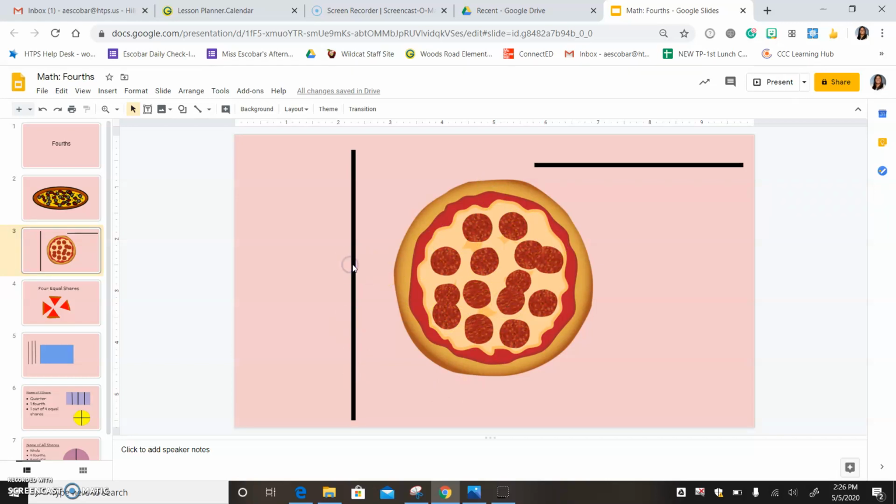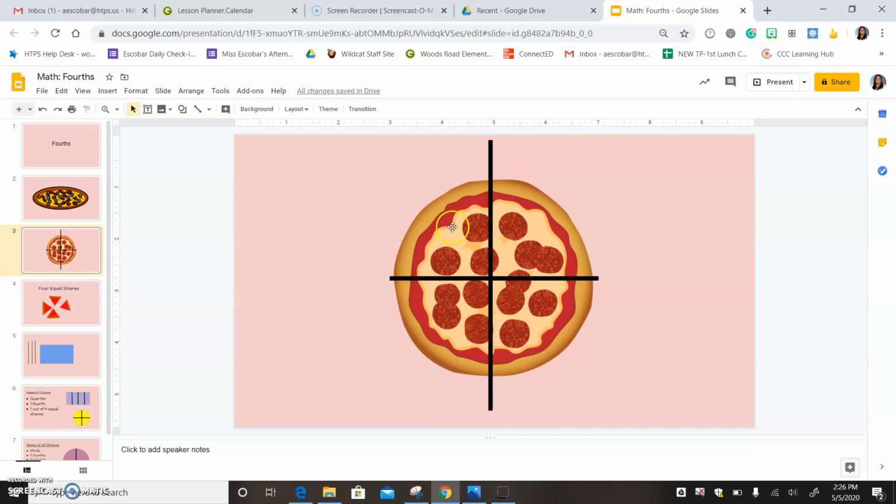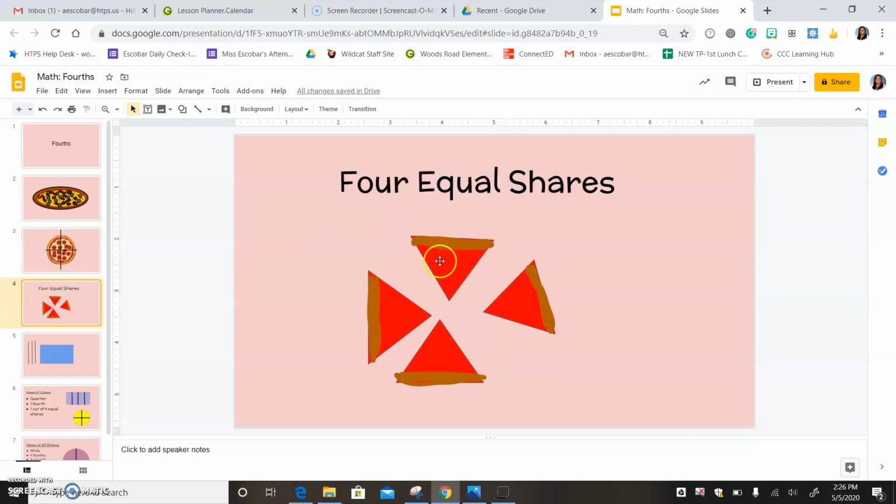So the first thing I'm going to do is I'm just going to divide it in half. And when I divide it in half, I only have two shares. I only have two slices, but I need to have four slices. So what I'm going to do next is I am just going to divide it again in half, but down the middle. And now I have four shares. One, two, three, four. And I have four equal shares. I have four slices that are all the same size.